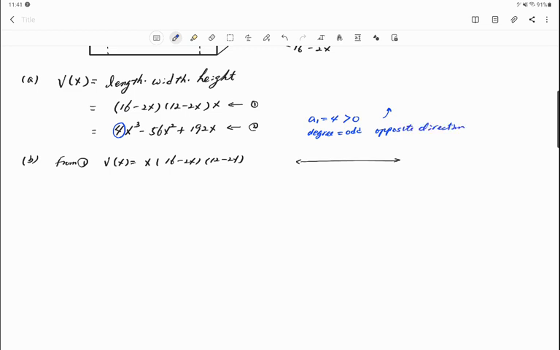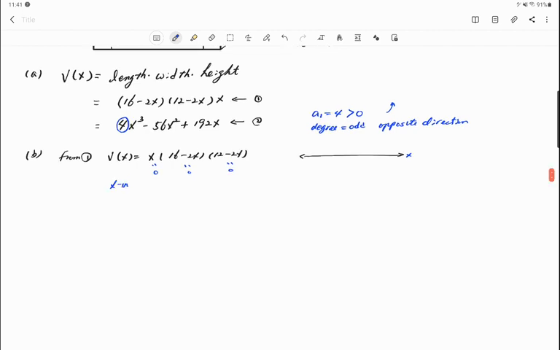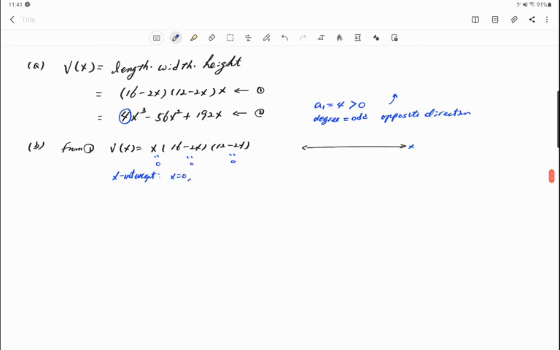All right, let's find the x-intercepts. To find the x-intercepts, we set each factor to 0. The first factor gives x equals 0. Let's set the second binomial factor to 0, then x equals 8. The third one is x equals 6, right? So here are 0, 6, and 8, and the graph looks like this.